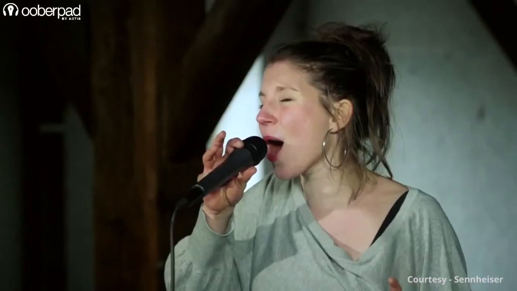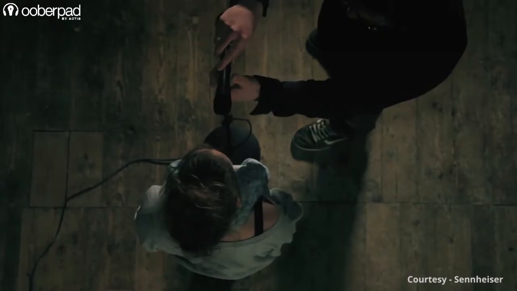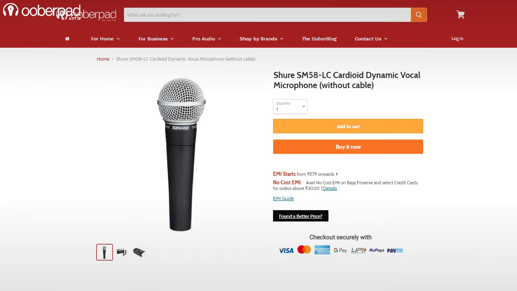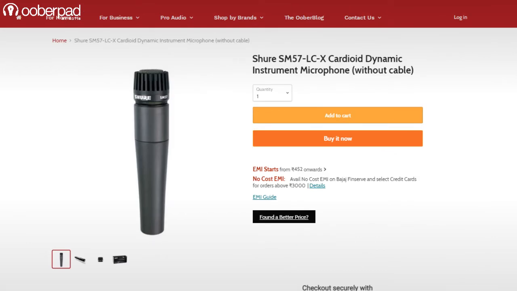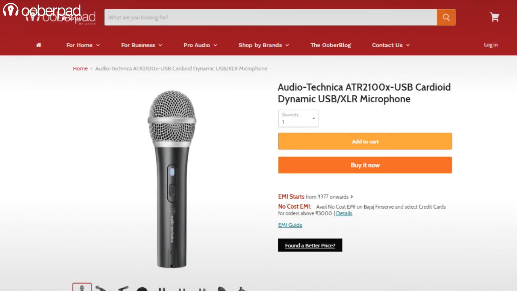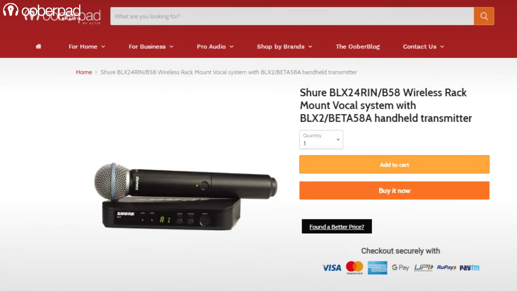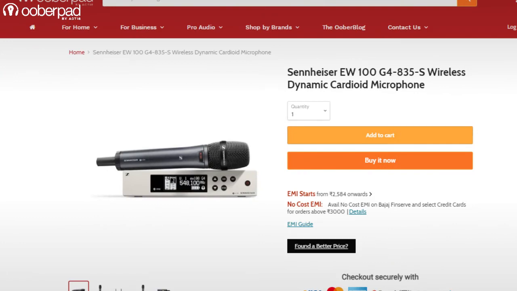Popular dynamic microphones on UberPad are as follows. Wired variants include Shure SM58, Shure SM57, AKG P3, Audio-Technica ATR2100X, and wireless variants include Shure BLX24/B58 and Sennheiser EW100 G4 835S, to name a few.